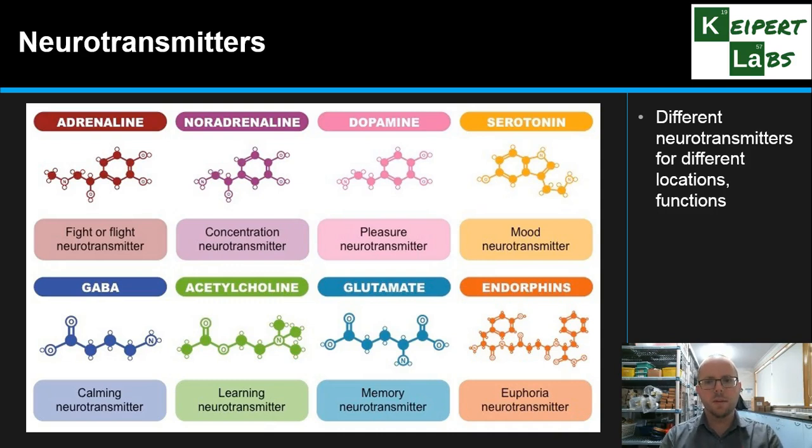There are a couple of other ones here, but this isn't a neurotransmitter course. You can see that you have different ones for different jobs, and the chemical messenger's structure is maybe similar or different depending on the kind of job it has to do.